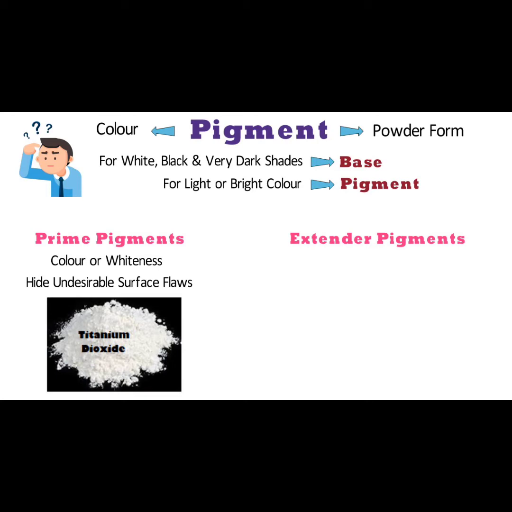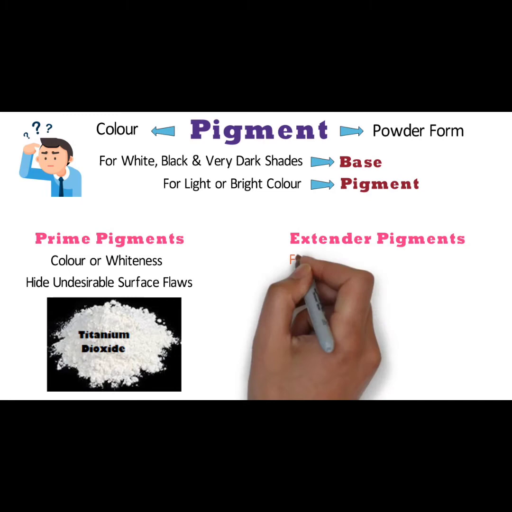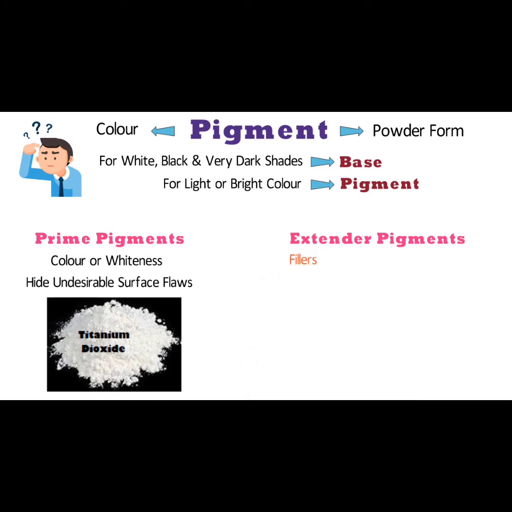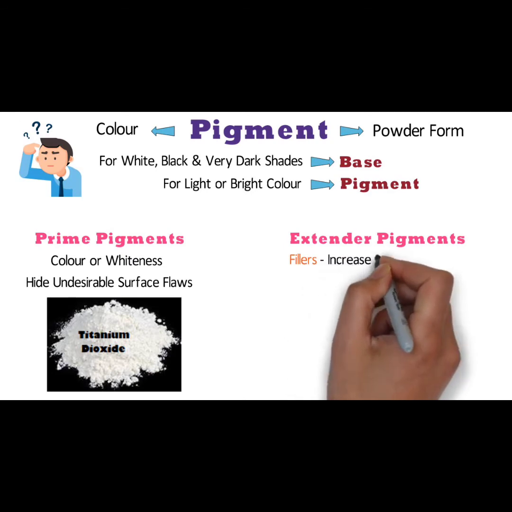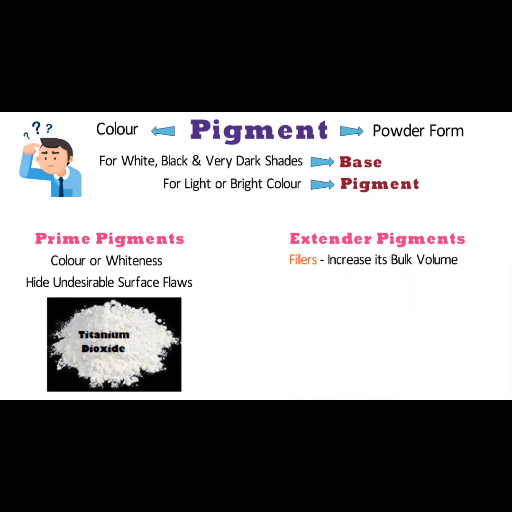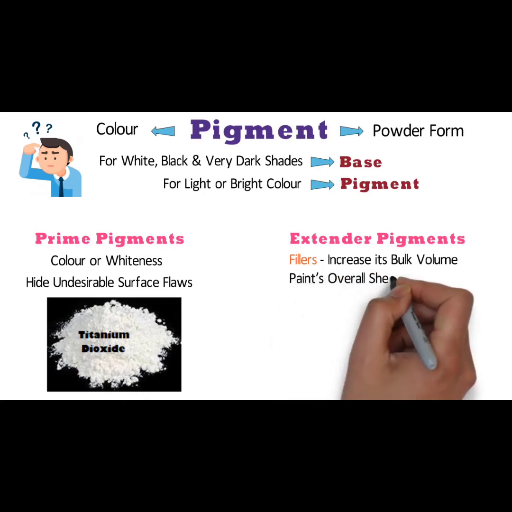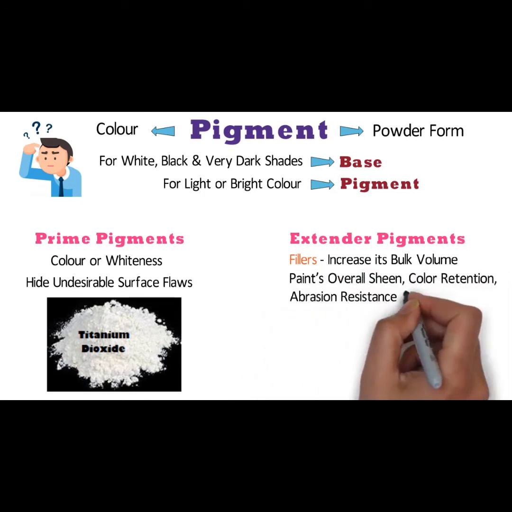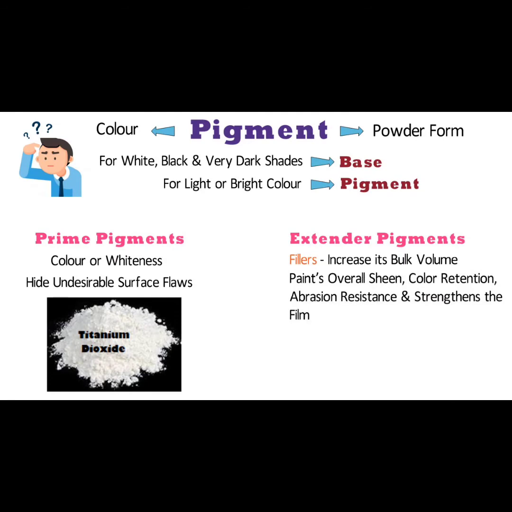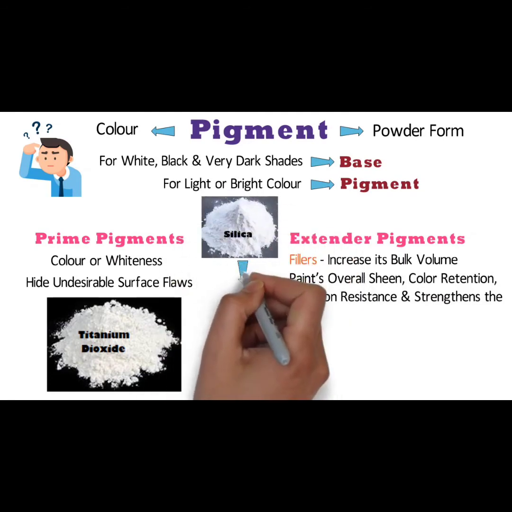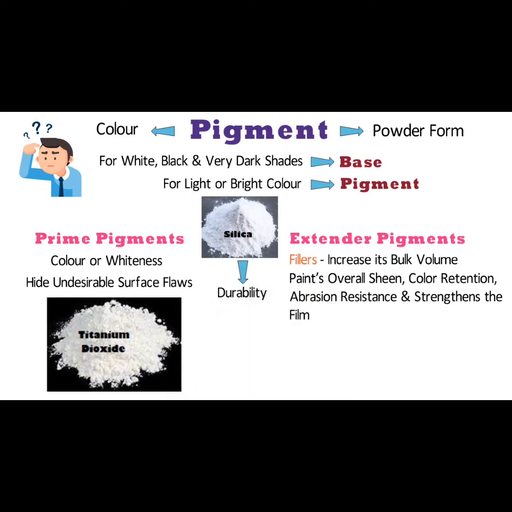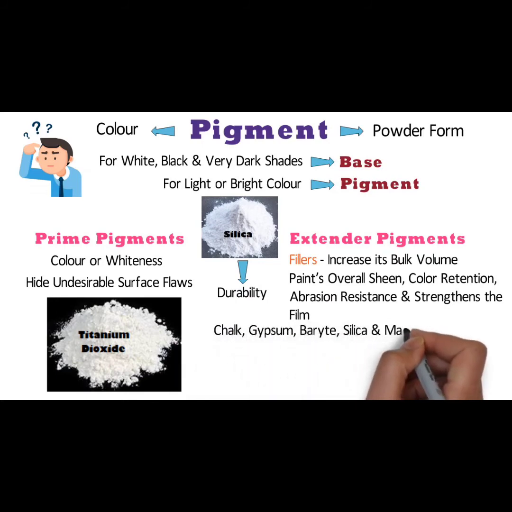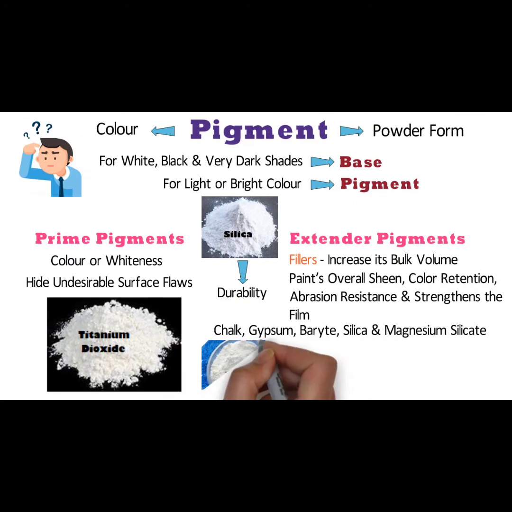Number 2. Extender pigments. Extender pigments are also called fillers. A filler is a substance which can be added to paints to increase its bulk volume without affecting its useful properties. It influences the paint's overall sheen, color retention, abrasion resistance, and strengthens the film. For example, silica and silicates are extender pigments that increase the paint's durability. Commonly used extenders are chalk, gypsum, barite, silica, and magnesium silicate. Zinc oxide helps to prevent mildew and corrosion, and it is especially useful in outdoor applications.